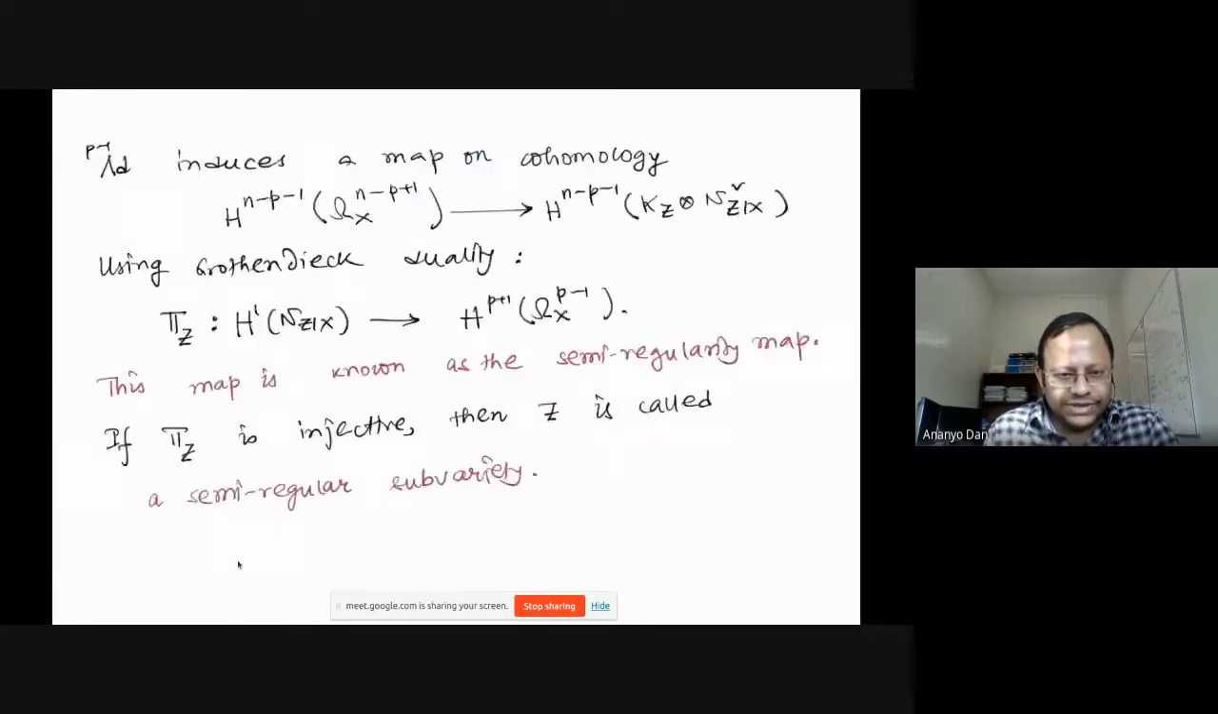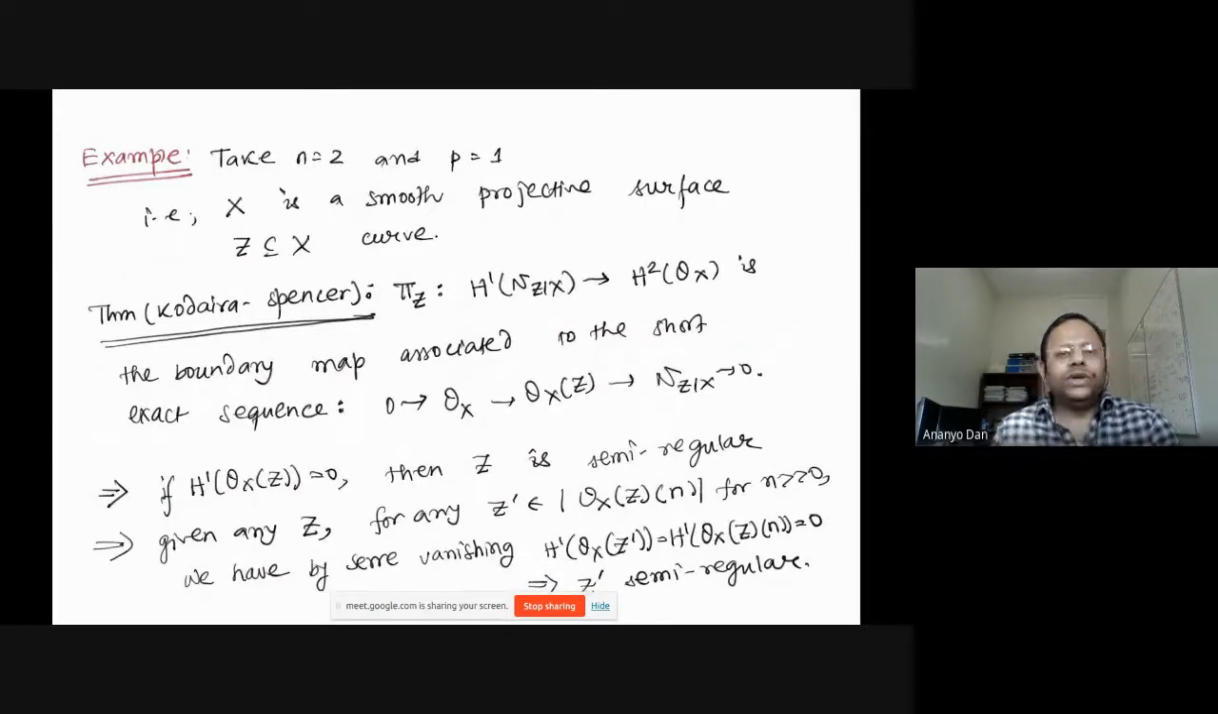And we will probably go through, so yeah, before we go through what happens here, one of the simplest cases, or more classical cases, known much before Bloch, was this original result in the case of divisors, or more importantly in the case of curves in surfaces. You can take X as a smooth projective surface, and you can take Z to be any curve inside this smooth projective surface.